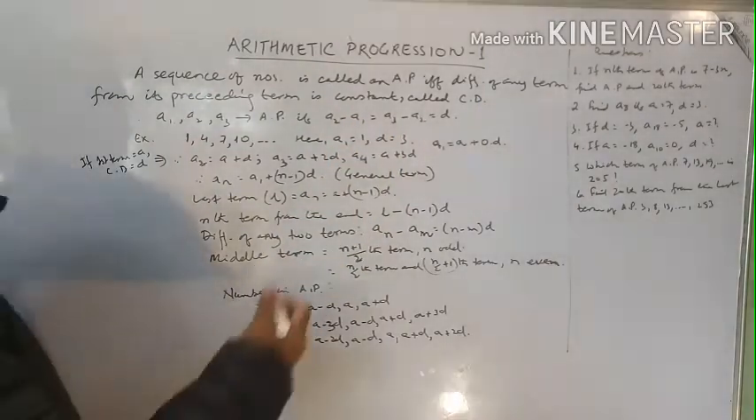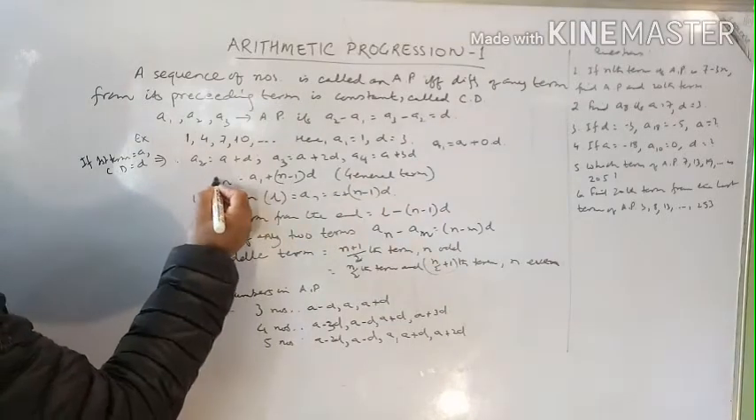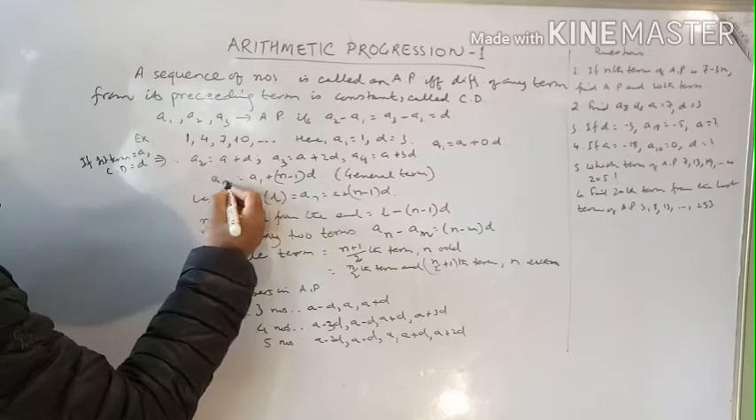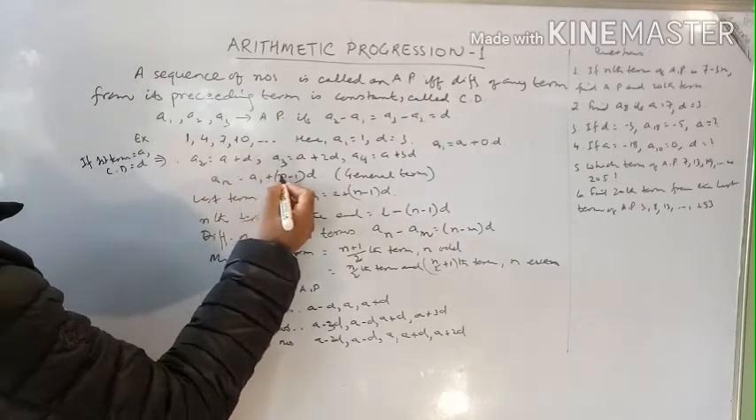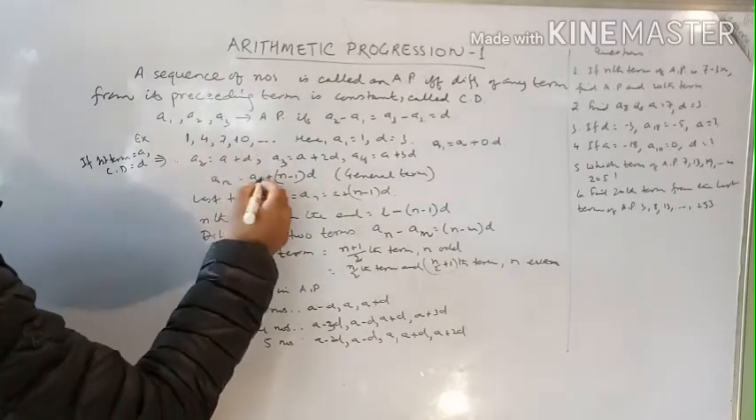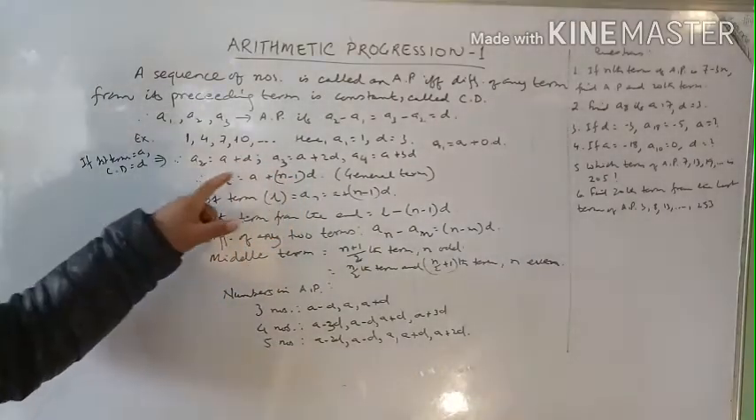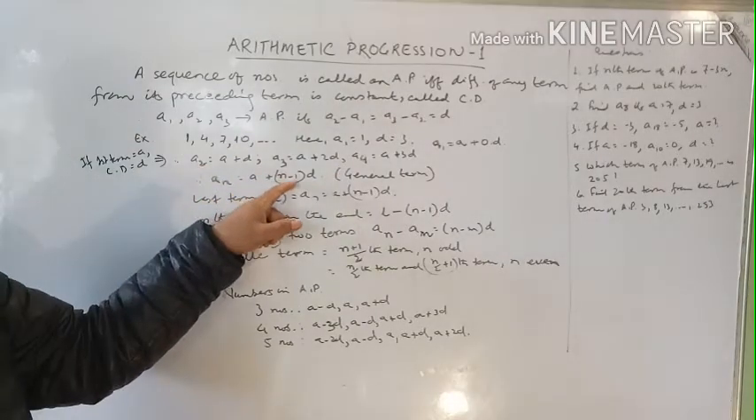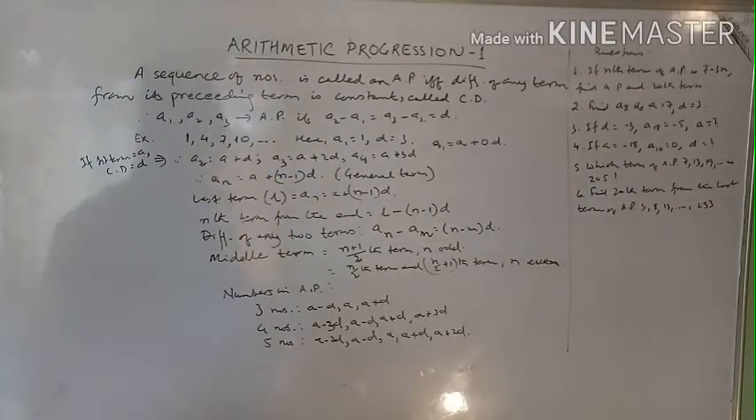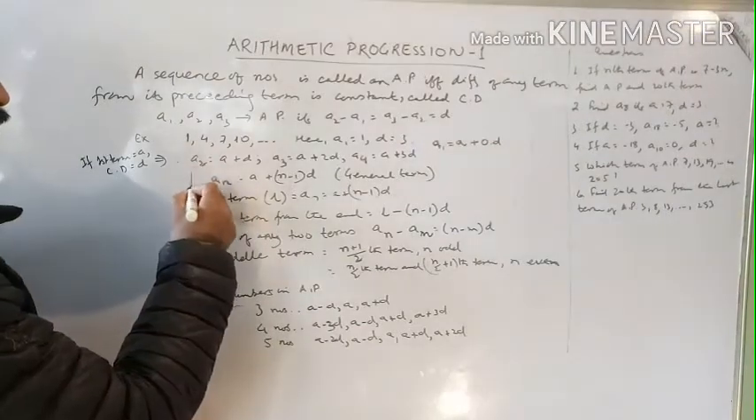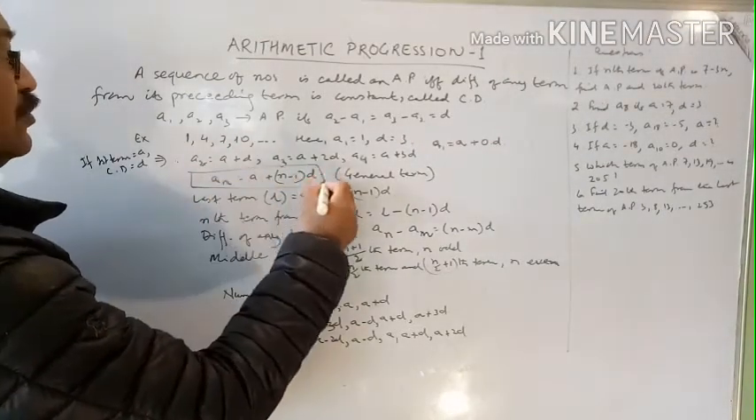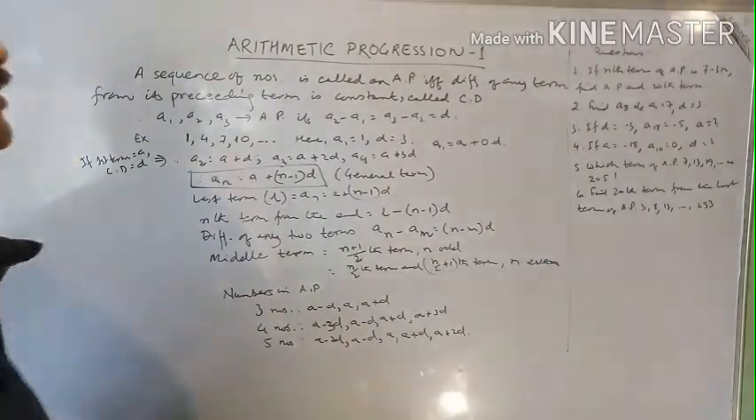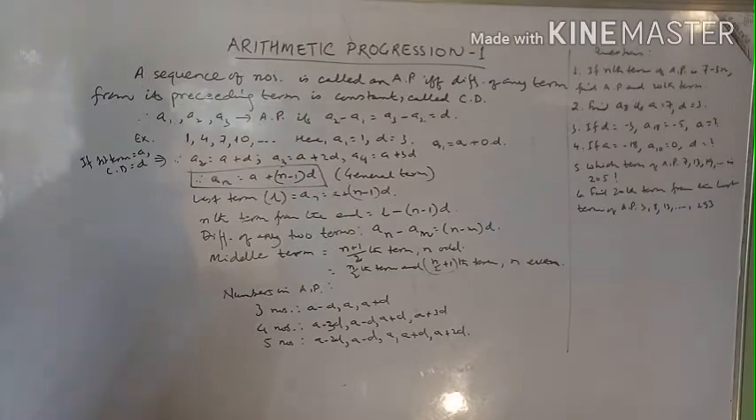Similarly, if we take An, this is called the general term. An will be what? This is A1 plus (n minus 1)d, or you can write a plus (n minus 1)d, because when it is 3, it is 2; when it is 4, it is 3. So when it is n, it should be 1 less, that is (n minus 1)d. So this is the formula for the general term. Using this formula, we can find any term of the sequence or AP.